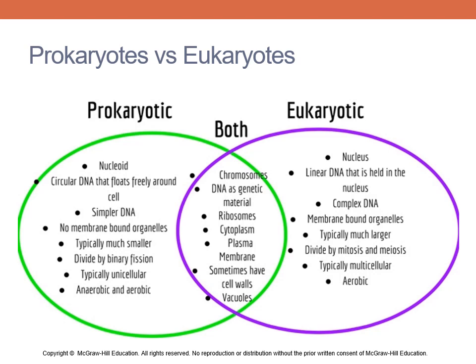You should become very familiar with this Venn diagram, which lists characteristics unique to prokaryotes versus eukaryotes, as well as those that are common to both types of cells. You should refer back to this slide when learning about eukaryotic cells. This is the end of part 1.